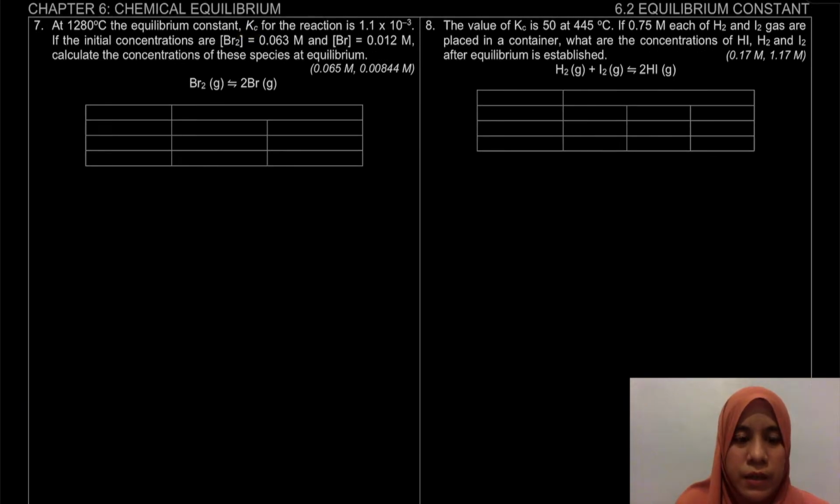So, here it mentions that if the initial concentration for Br2 is 0.063 and for Br is 0.012, calculate the concentration of the species at equilibrium. So this one is a bit reversed because it gives Kc, and we have to find the concentration at equilibrium. But before that, let's write down the equation.